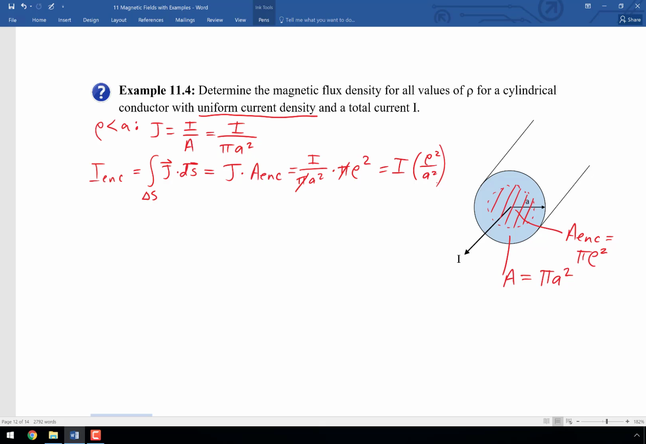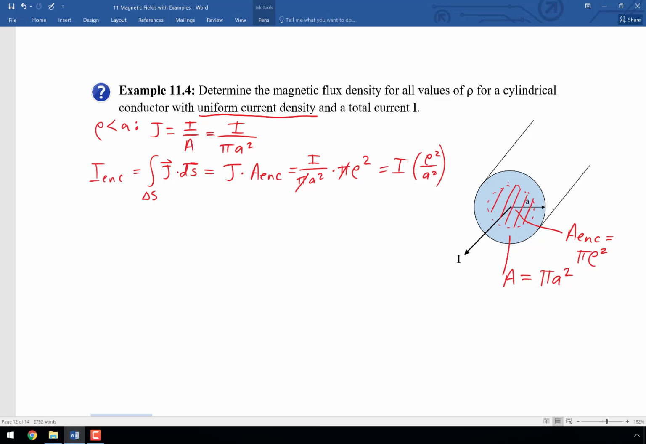Let's just check: if rho equals a, then that term in parentheses is equal to 1, and we've captured the entire amount of current. So I'm feeling pretty good about that. If rho goes to 0, then we've got no surface area, and we've also got no current. So I'm feeling pretty confident there.